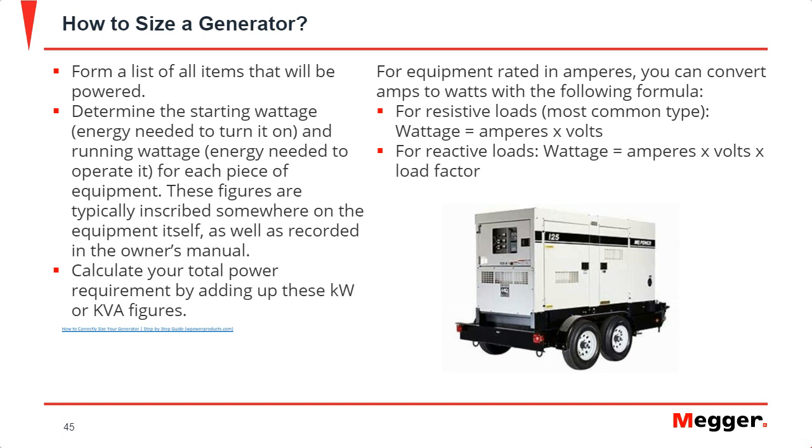You want to determine the energy you need to turn those on, as well as the running energy you need to operate them. Typically, that's going to be on the equipment itself or in the owner's manual. From there, you'll calculate your total power requirement, adding those up in kilowatts or kVA, and you can convert that to watts. Then you'll know, okay, I need this big kilowatt generator, or I need this much kVA, same thing.